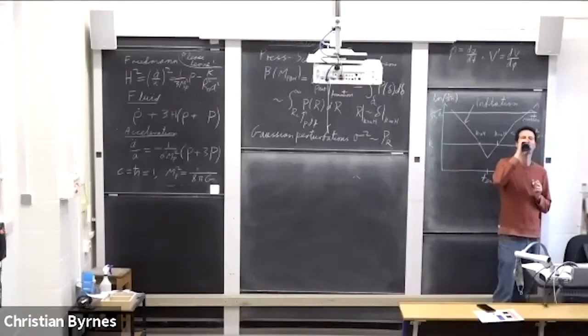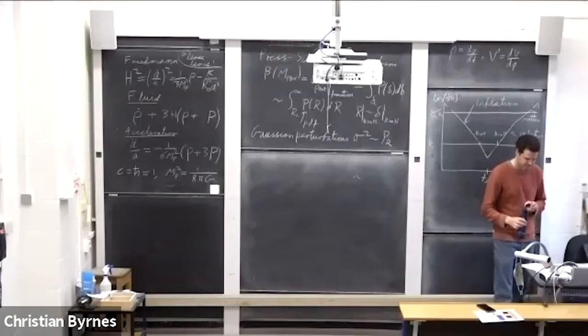Excuse me, Professor. It's not clear to me this argument for which we can approximate the density contrast with the comoving curvature perturbation. They are related in a non-local way, right? One is the Laplacian of the other. So why can we approximate them?